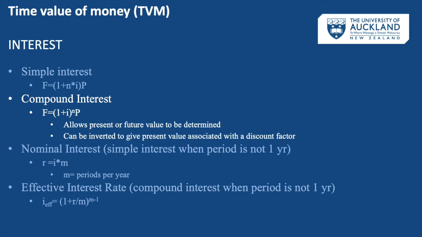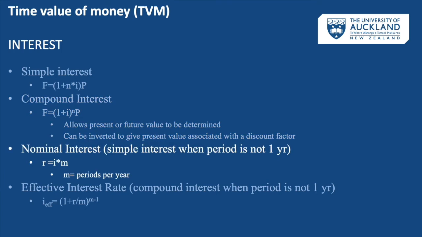So the equation for compound interest simply moves the N variable for the number of interest periods outside the parentheses and makes it an exponent, which means it'll have exponential growth. So using compound investment, the future value of some present number is 1 plus I to the power of N times P, the present value.